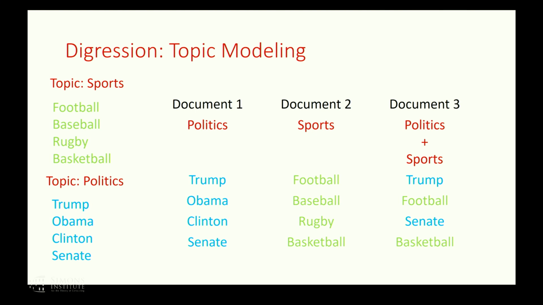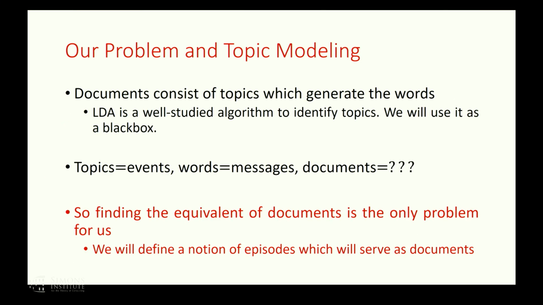And document 3 is a mixture of topic 1 and topic 2. And a topic is just a probability distribution over words. Okay? This is a well-studied problem. If you give documents to this algorithm called LDA, which is a well-studied algorithm, you give it documents and it'll output the following: each document is a probabilistic mixture of certain topics, and each topic is a probabilistic mixture of words.